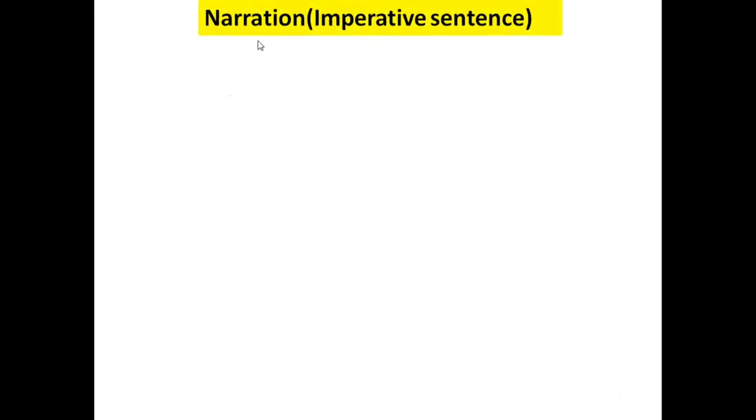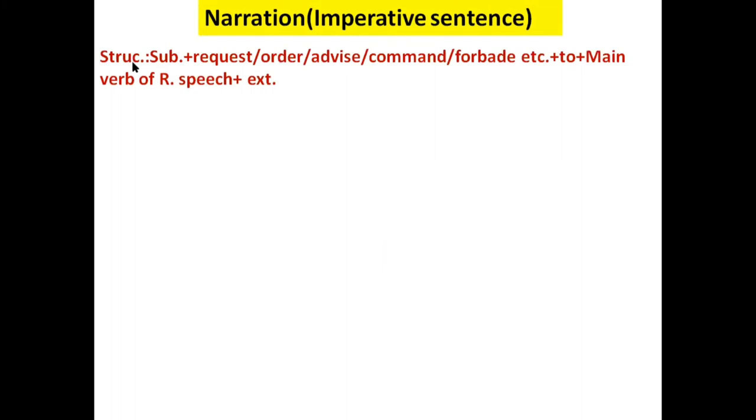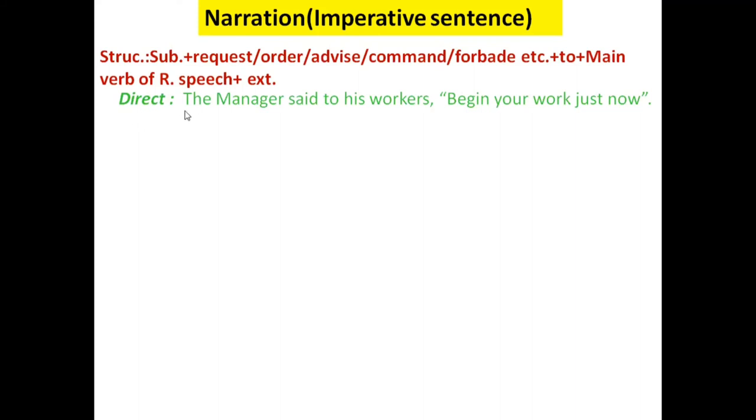Here we are going to change some imperative sentences from direct to indirect. Here is the structure. Subject plus request or order, or advice or command or forbid, etc., plus to, plus main verb of reported speech, plus extension. Let's see some examples, then it will be clear to you. Our first example, the manager said to his workers, "Begin your work just now." Here, see the sentence carefully.